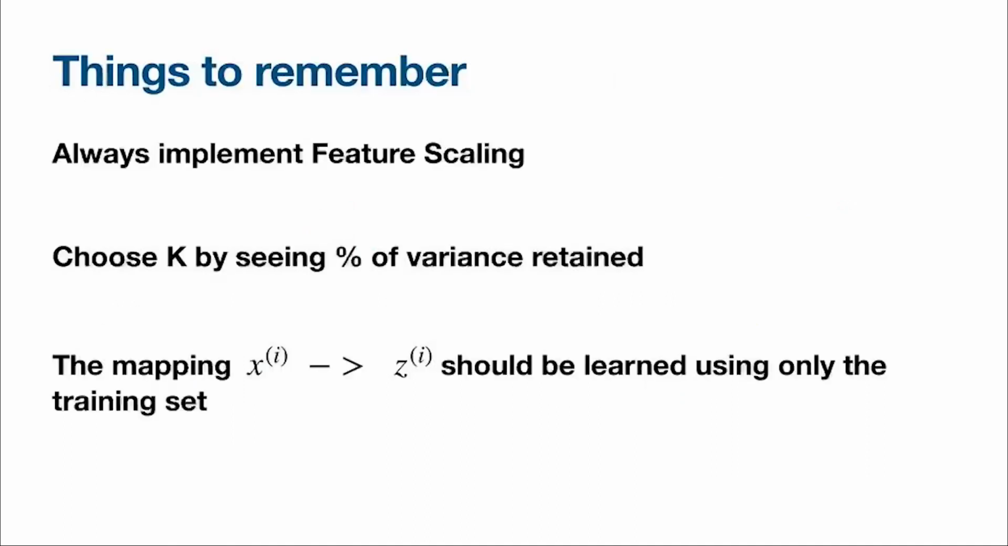Now, there are some things that you need to keep in mind when you are implementing PCA. These things really matter and they do affect your results. The first thing is that you should always implement feature scaling. You should always scale your features. In PCA, it becomes really important.